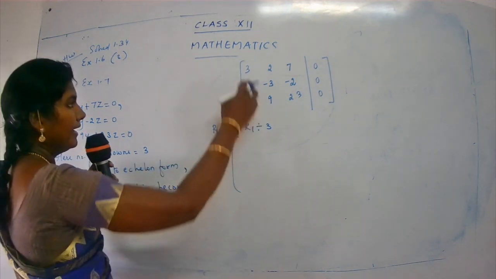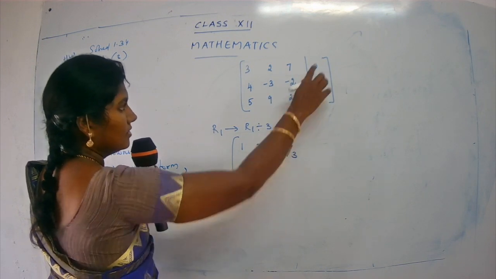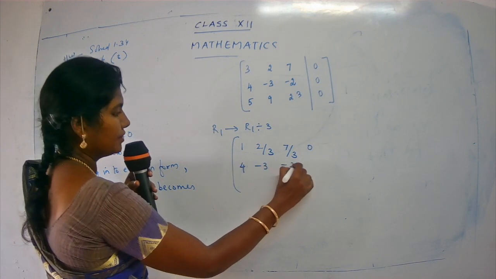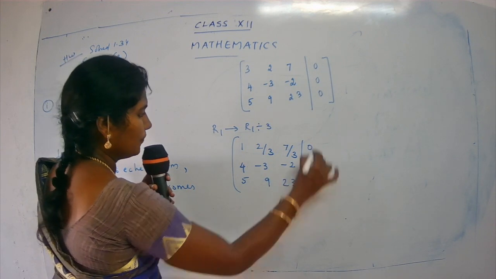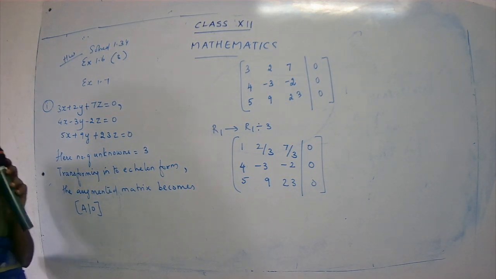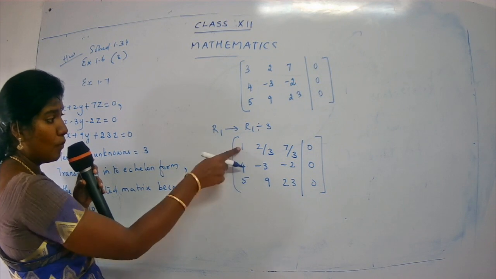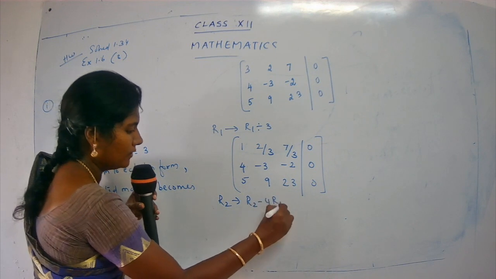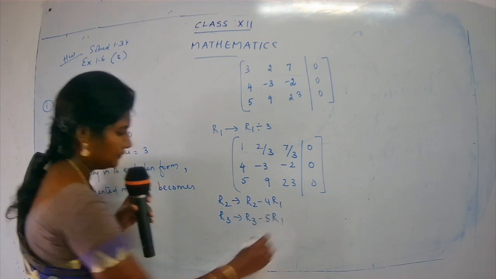So when I divide by 3, I get 1, 2 by 3, 7 by 3, 0 remains the same, 4, minus 3, minus 2, 0, 5, 9, 23, 0. First step is done. So now we have to change R2 and R3, and I want a 0 over here and I want a 0 over here. That is, we are going to make 0 below 1. So R2 is changing as R2 minus 4R1 and R3 changes to R3 minus 5R1.